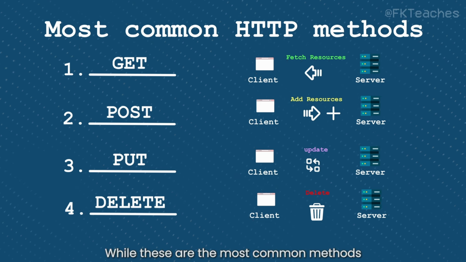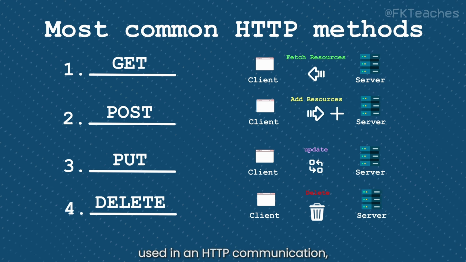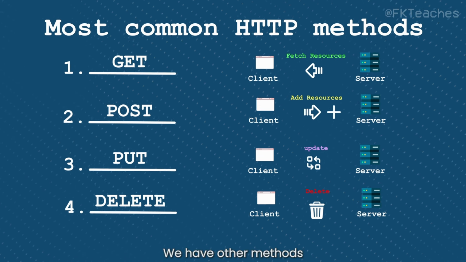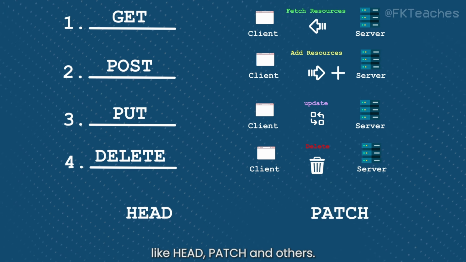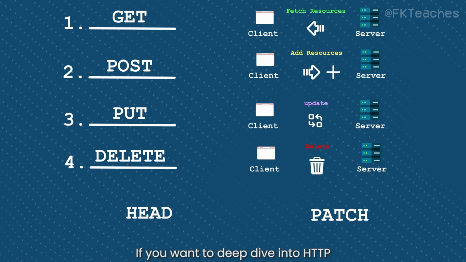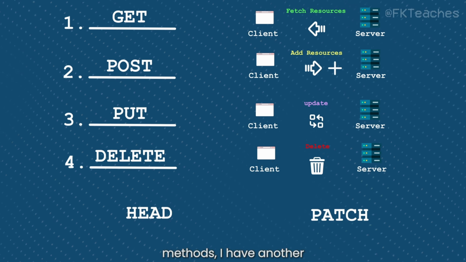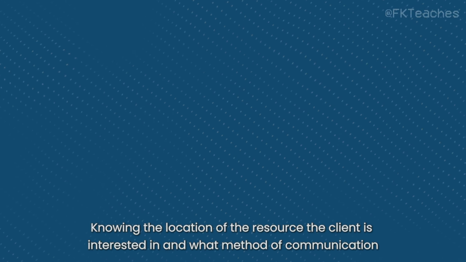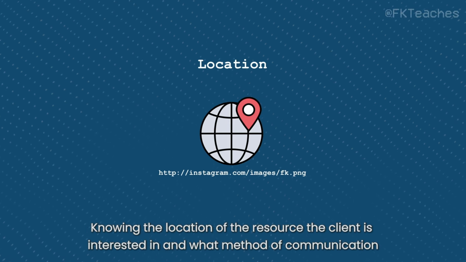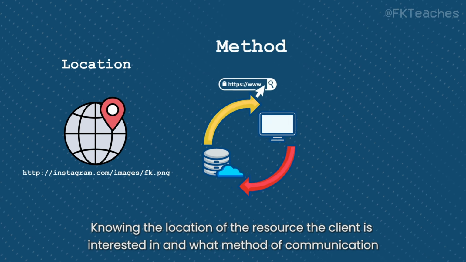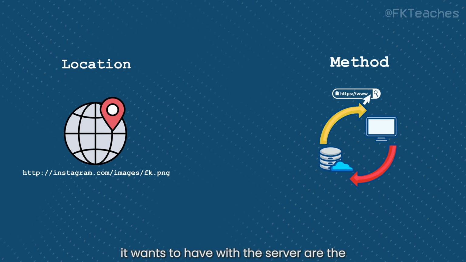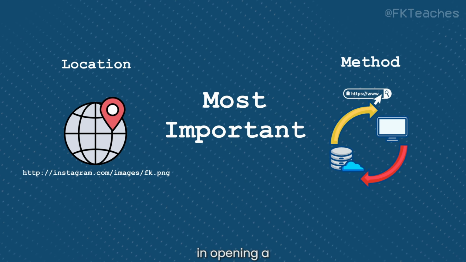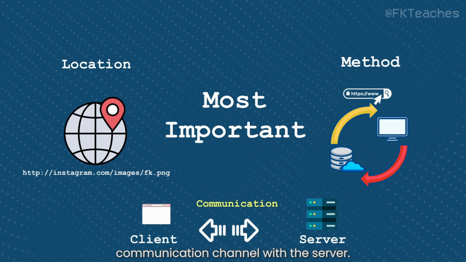While these are the most common methods used in an HTTP communication, they aren't the only ones. We have other methods like head, patch, and others. If you want a deep dive into HTTP methods, I have another video dedicated to that. Knowing the location of the resource the client is interested in and what method of communication it wants to have with the server are the two most important and required elements in opening a communication channel with the server.